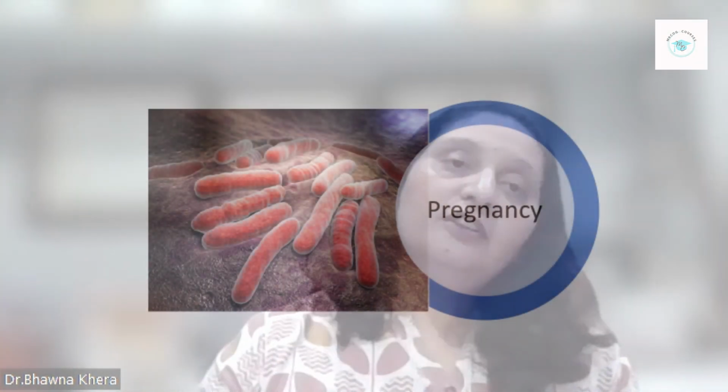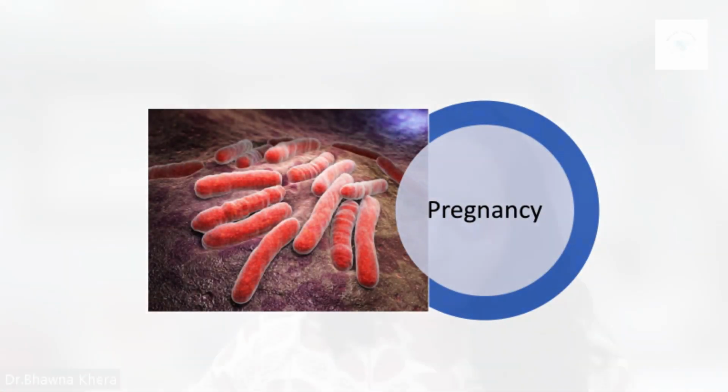Now, how does tuberculosis affect pregnancy and how does pregnancy affect tuberculosis? Pregnancy is a state of immunosuppression. So, what happens if the person is immunocompromised, more likely to get the disease if exposed, or if the bacilli are already present in the body, more likely to get reactivated. So, more chances of reactivation and more chances of getting a primary disease.